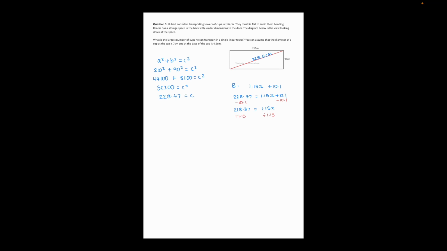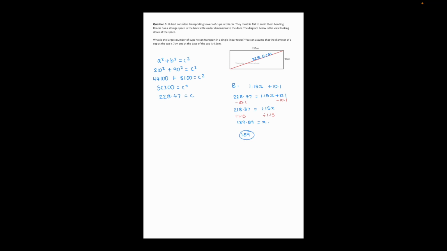So I now have 218.37 divided by 1.15, and that gives me 189 point, and I'm going to round this to 189. So that would give me 189 cups.